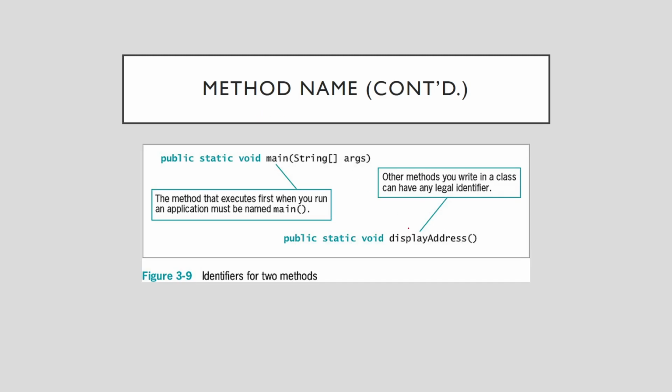Now, we have the main method. This is the method that executes first when you run an application. So that is why the main method is very important in any Java application. And this display address is one of the other methods that can be written using any method name as any legal identifier.